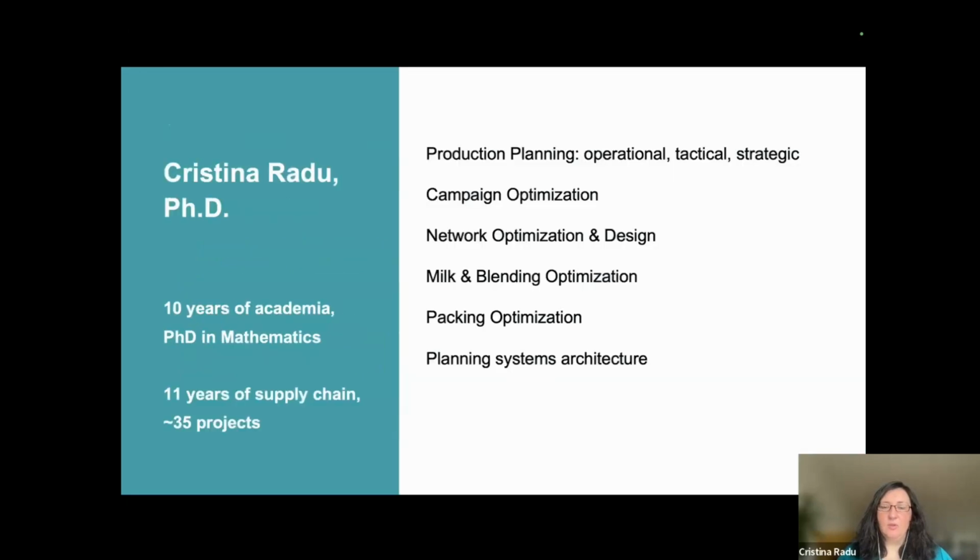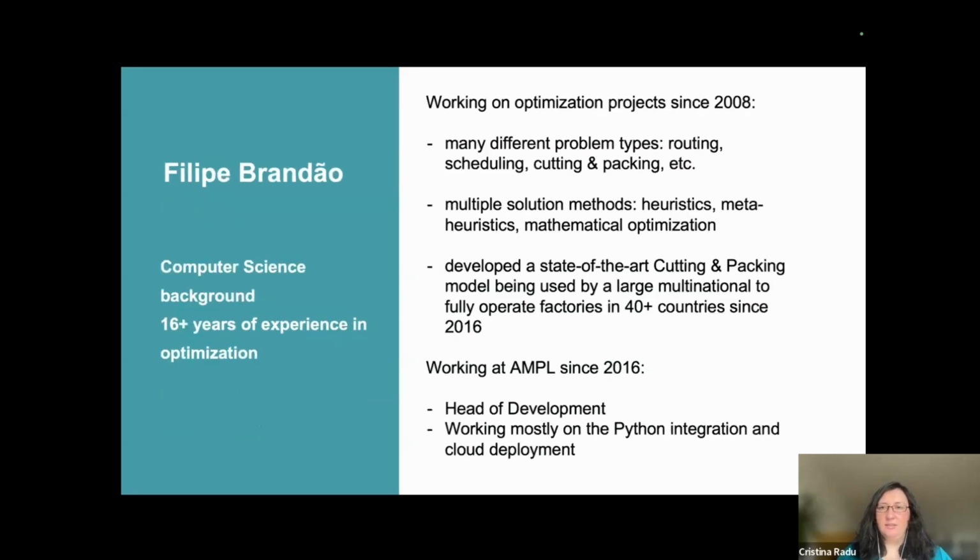And a quick introduction about myself. I'm a mathematician and I work in supply chain for 11 years. My specialty is production planning, so I know a lot about operational, tactical, and strategical business contexts. I also have done a lot of projects of campaign optimization, network optimization, and some particular cases of optimization like blending or packing optimization. I'm also a planning system architect. And now I will let Felipe introduce himself.